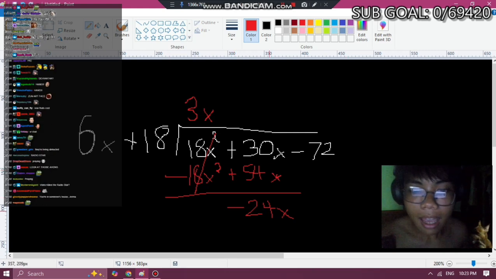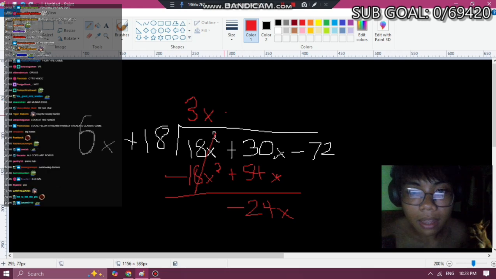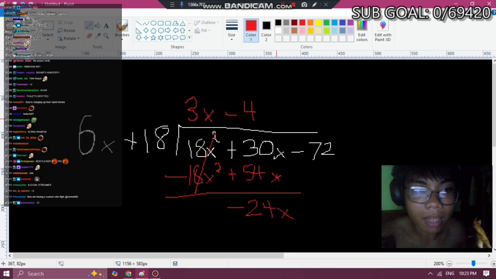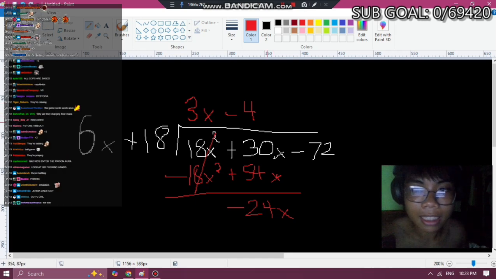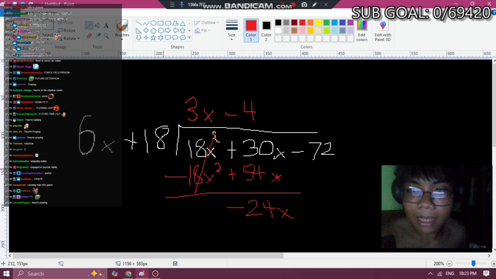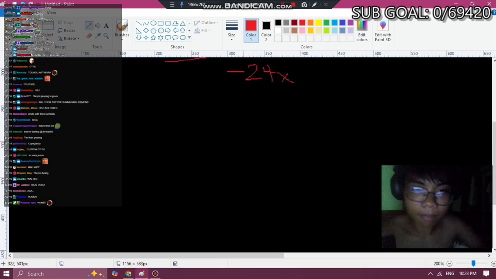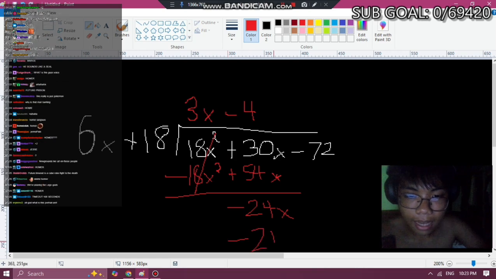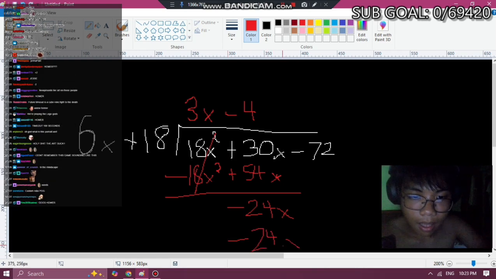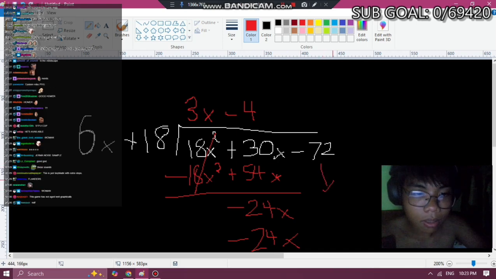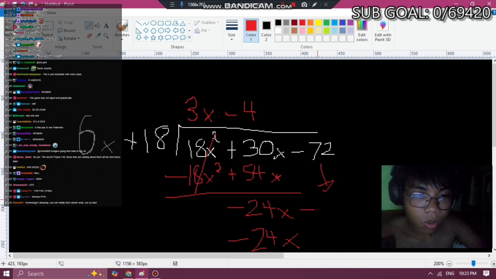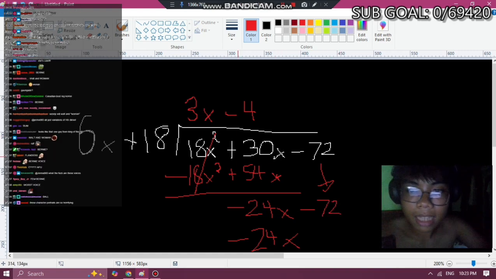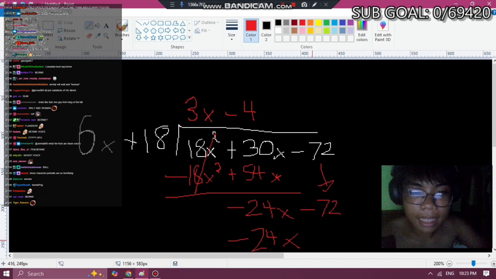So we just do the same process again. Negative 24 divided by 6 is going to be negative 4. And x divided by x is just 1, which we will disregard in this equation. So negative 4 multiplied by 6x is going to be negative 24x again. And we bring this down, negative 72. Now we'll do negative 4 times 18, which is also negative 72.